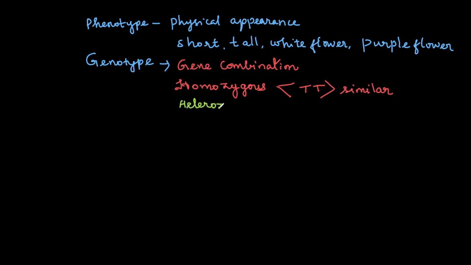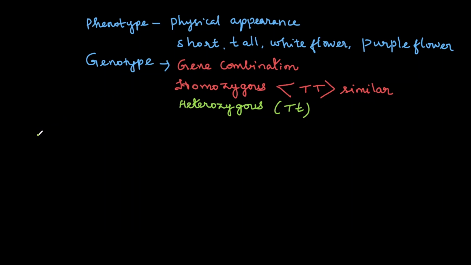Heterozygous means the gene combination is different, capital T, small t. These are dissimilar genes, so it is heterozygous. So these are the basic terms we have to know.